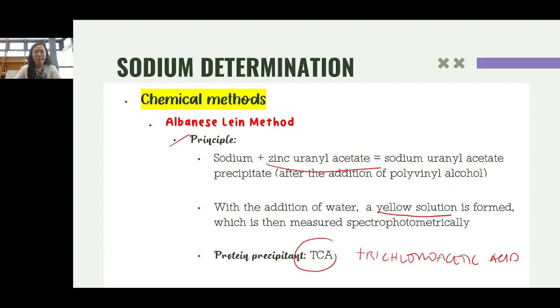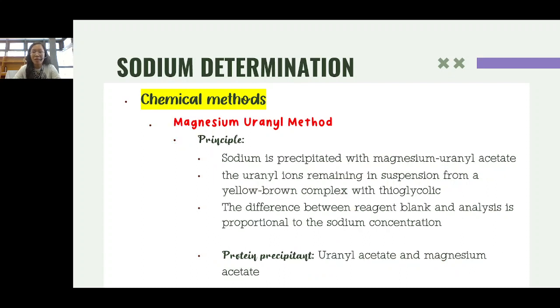So next we have your magnesium uranyl. So here sodium is precipitated with your magnesium uranyl acetate, and then the uranyl ions remaining in your suspension will form a yellow-brown complex upon the addition of your thioglycolic. Now the difference between your reagent blank and your analysis is proportional to your sodium concentration.